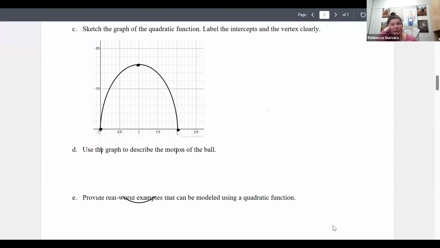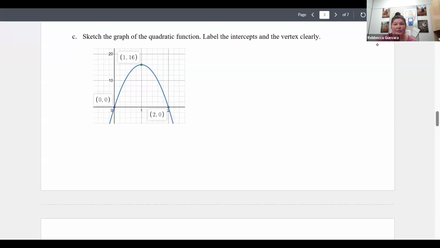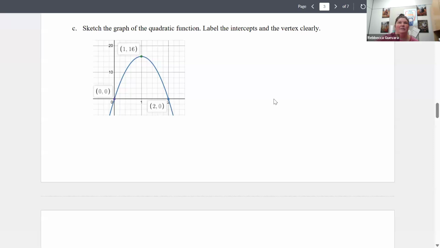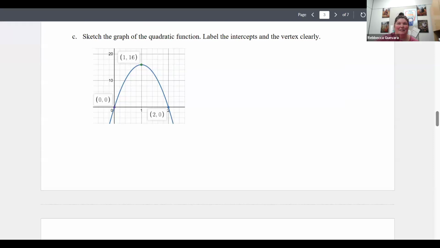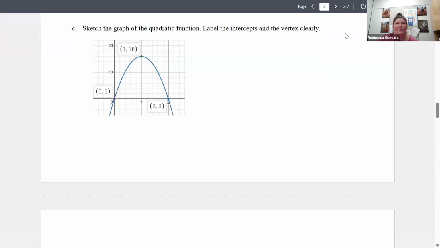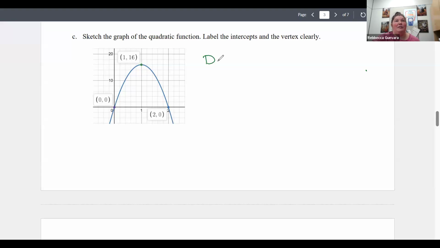So next we're going to use the graph to describe the motion of the ball. Then we want to provide real world examples that can be modeled using quadratic equations. So how can we describe this? Let's look at this nicer little version of it. Just trying to get my tool to come up here and it's just not coming up. So how do we describe this?